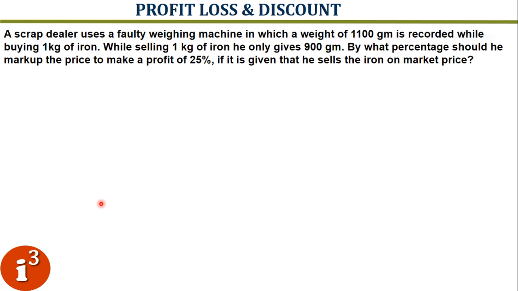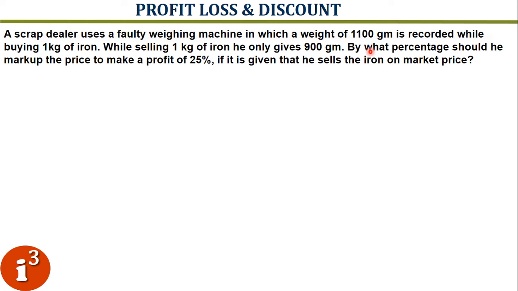Okay. Let's see this problem. A scrap dealer uses a faulty weighing machine in which a weight of 1100 gram is recorded as 1 kg while buying. Meaning while he is procuring for his shop, that is buying to sell in his shop, he is actually taking 1100 gram but tells them that you are giving him 1 kg. So here is one profit. While selling 1 kg, he gives only 900 gram. So he cheats the one from whom he buys the item, and he cheats the one to whom he sells the item.